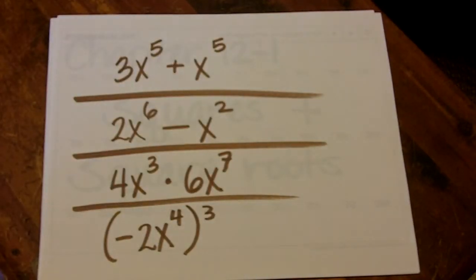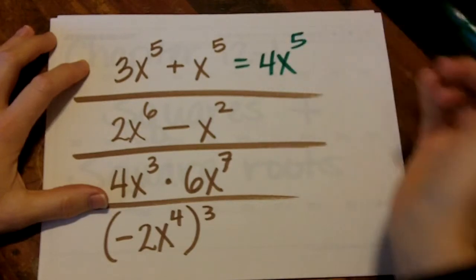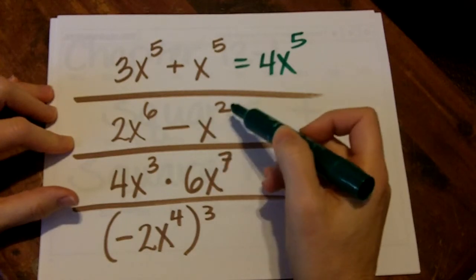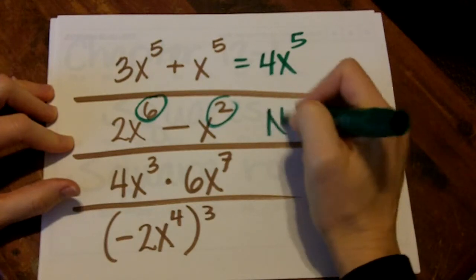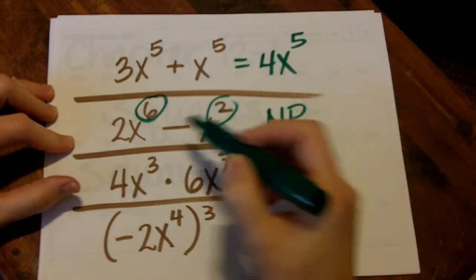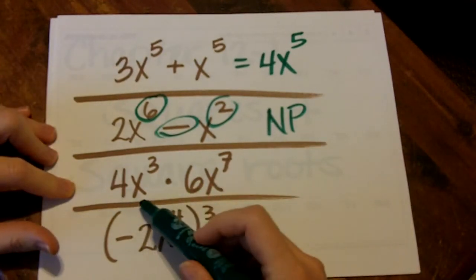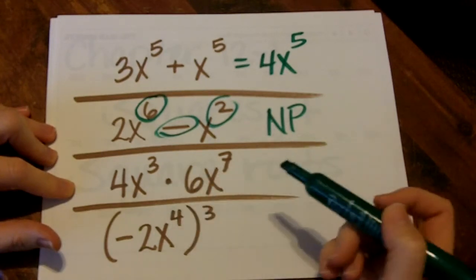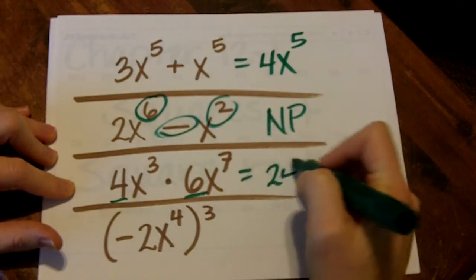Let's show you some more examples. If you had 3x to the 5th plus x to the 5th, you'll end up simply with 4x to the 5th, which is a monomial. If you have 2x to the 6th minus x squared, your degrees are different. So you cannot express it as a monomial because it is a subtraction problem. If you had 4x cubed times 6x to the 7th, now this is multiplication. So we can express 4 times 6, which equals 24.